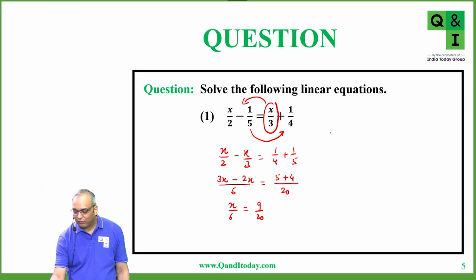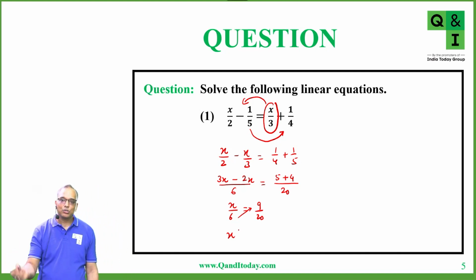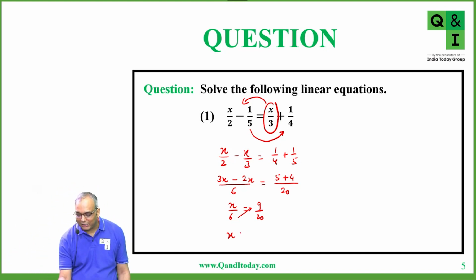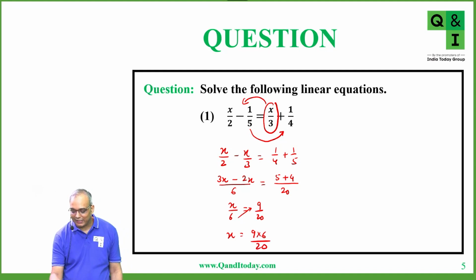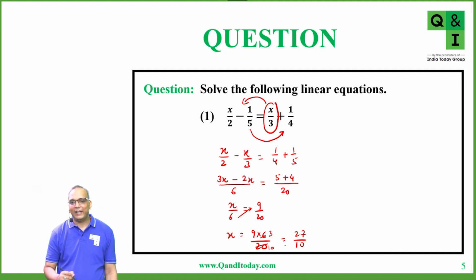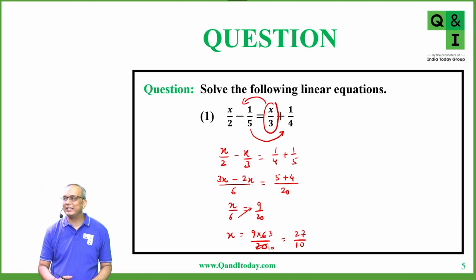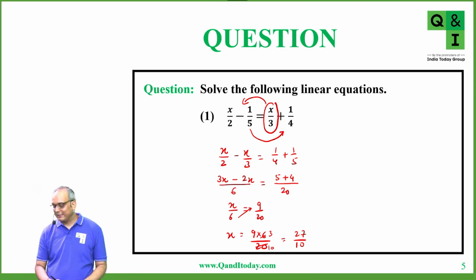Now, if we have to find the value of x, we cross multiply this, take 6 to the other side because it is in division. When it goes to the other side, it will come to multiplication. So this is 9 into 6 over 20, right? So we can cut this, 2 times 3 and 2 times 10. So we have 27 over 10. So the value of x, which is the solution of this linear equation, is x is equal to 27 over 10. So is this clear?